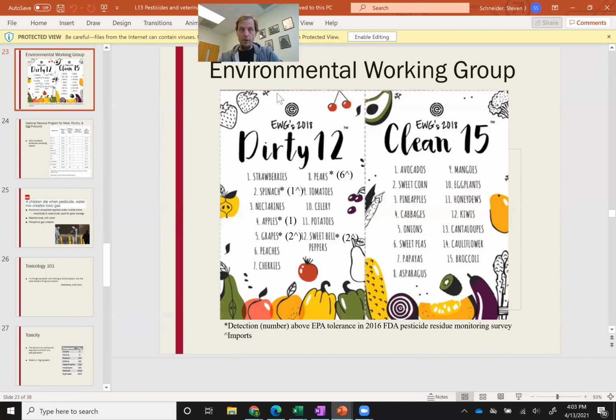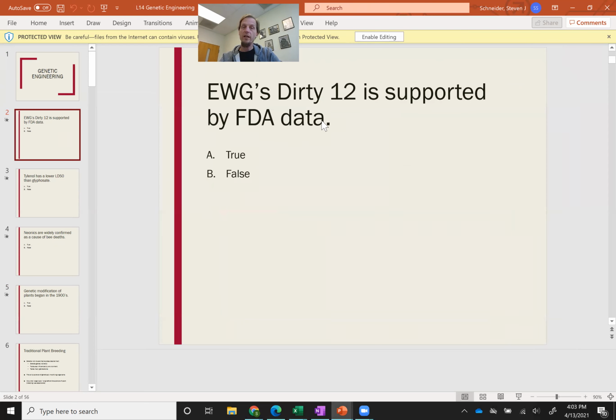So here's the slide on that one, actually, Environmental Working Group. There's the Clean 15, there's the Dirty 12 of 2018. Whoops, typo. Look right here: detection above EPA tolerance in the FDA pesticide residue monitoring survey. So what's our answer to this one? Supported by FDA data? Yes, it was.